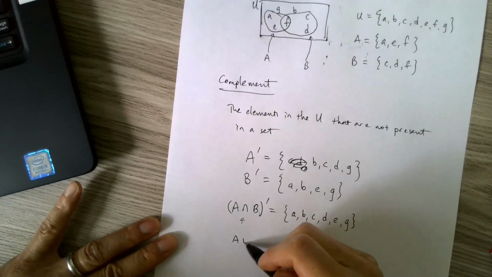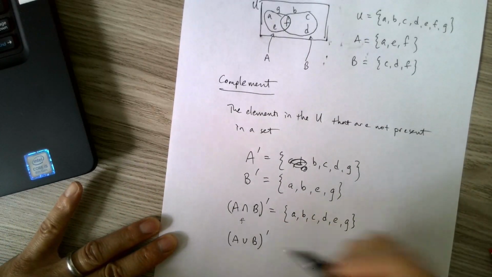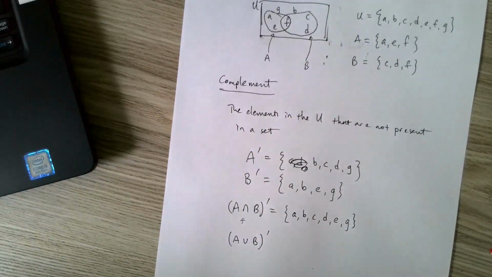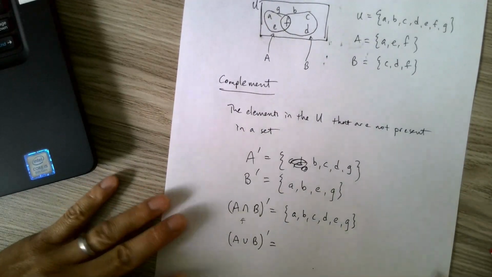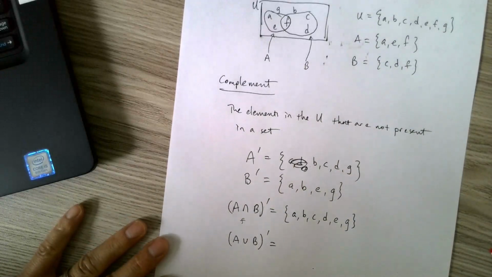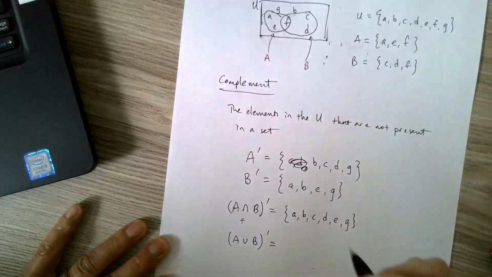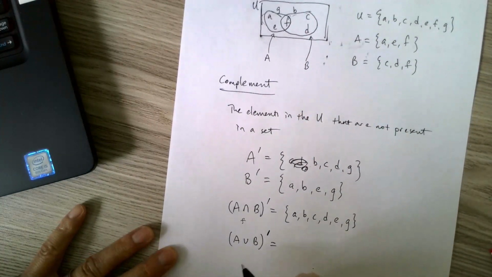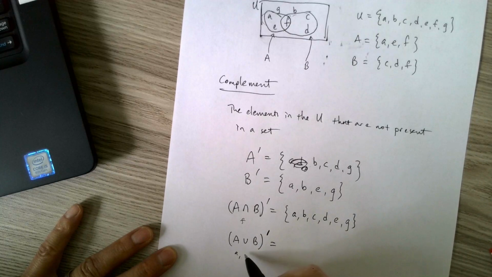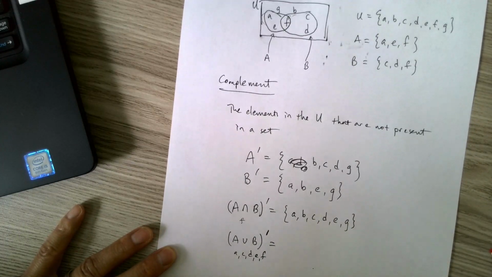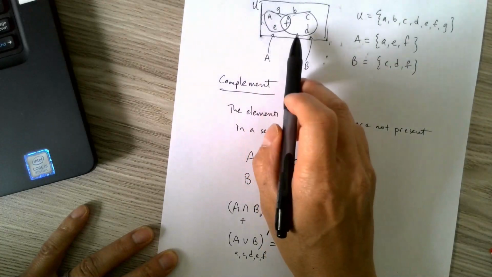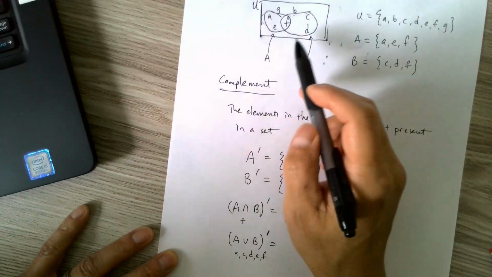Okay, let's try it with union. The union of A and B is all the elements together taken from A and B. That would be everything in here. So it's a lot. But I want the complement of that. So first let's do the union. A, C, D, E, F. That's the union. And then I take the complement, which is just B and G. I can also just look at the picture here. Just look at what is not circled. B and G.